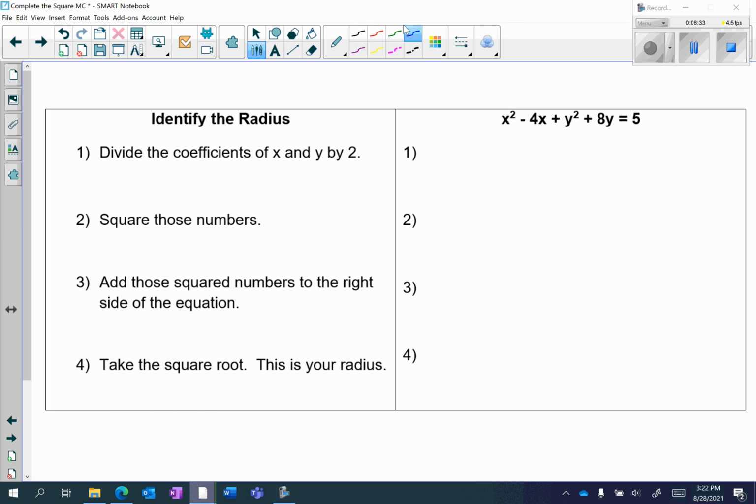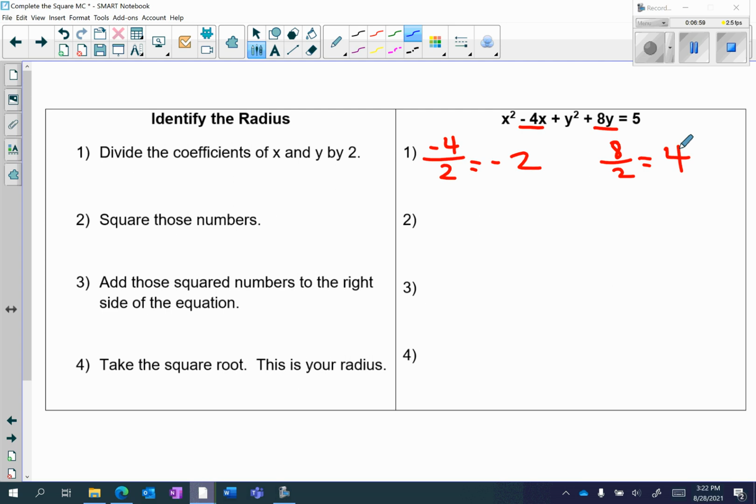Next, let's identify the radius. So here we have x squared minus 4x plus y squared plus 8y is equal to 5. First thing we're going to do, step 1, is divide the coefficients of x and y by 2. The coefficient of x is negative 4, so negative 4 divided by 2 is negative 2. And then the coefficient of y is 8, so 8 divided by 2 is going to give you 4.